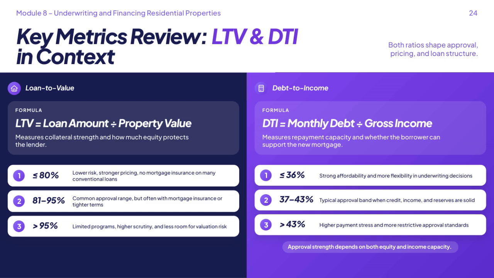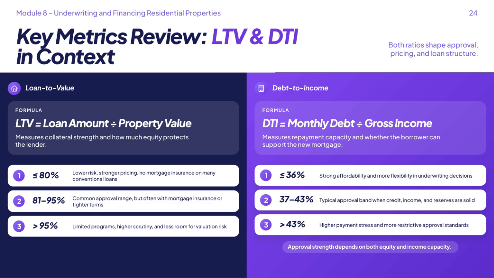This ratio measures a borrower's ability to repay the mortgage and whether they can comfortably support the new loan. A DTI of 36% or less indicates strong affordability and offers more flexibility for underwriters. Between 37% and 43% is typical for approval, especially when credit history, income stability, and reserves are solid. Once it goes above 43%, the borrower faces higher payment stress, and approval standards become more restrictive.